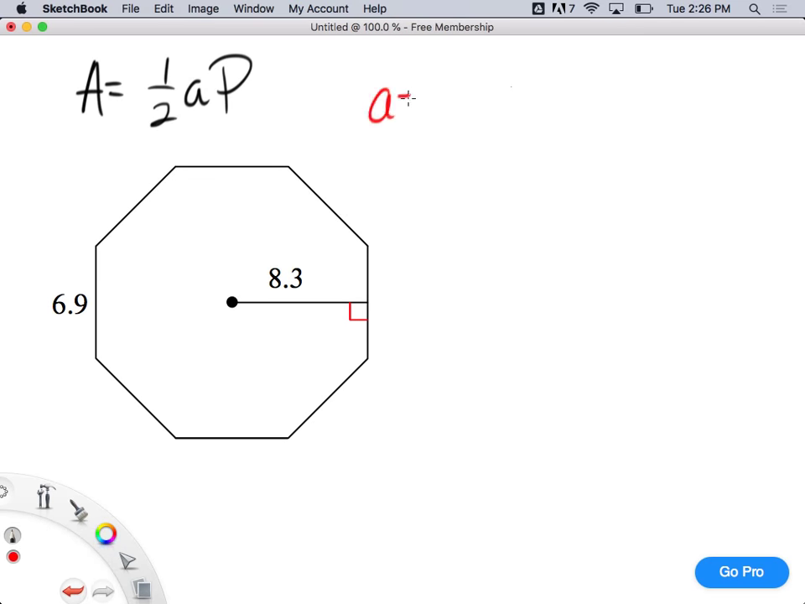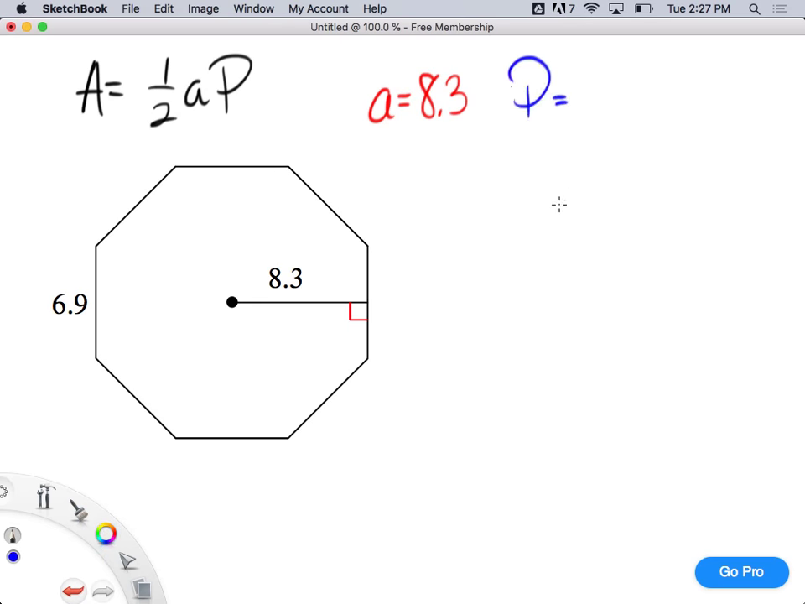What's the apothem equal to? Half. What's the apothem? Oh, 8.3. There you go. Wait, hold up. I know how to do this now.